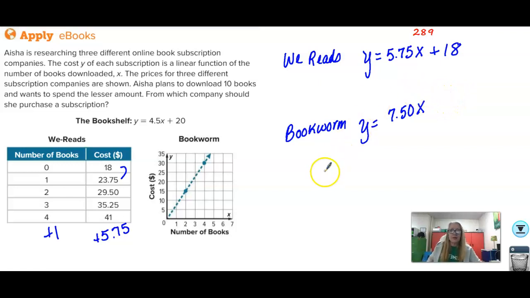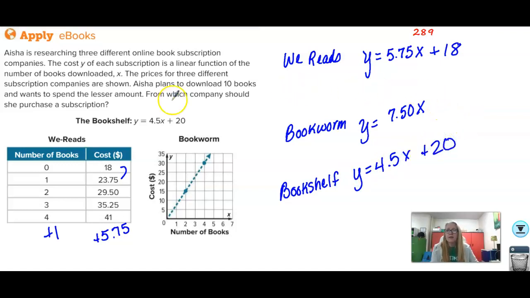All right, so now we have 3 equations, and the bookshelf was given to us. It's Y equals 4.5x plus 20. Okay, well, let's see. She wants to download 10 books, and they want to know which one is going to be the cheapest. So you've got to go in and substitute 10 for X here, 10 for X here, and 10 for X here to figure out which one of these will be the cheapest service. Okay, easy peasy.